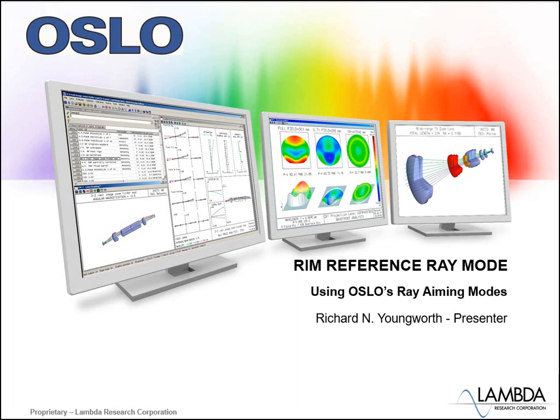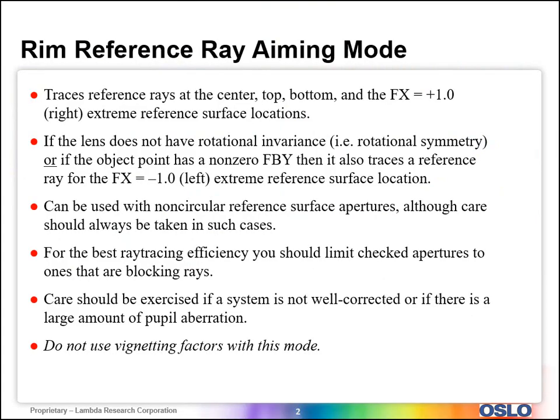Hi OSLO users. In this video I'm going to talk about the RIM reference ray mode out of the ray aiming modes. So the RIM reference ray aiming mode traces reference rays at the center, top, bottom, and the FX plus 1.0 right, which is the right extreme reference surface location. This is what it does by default.